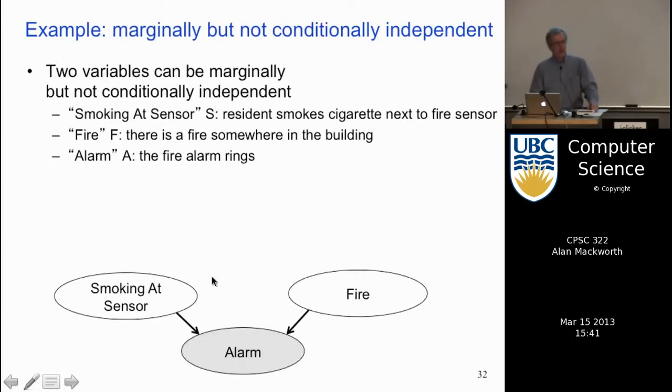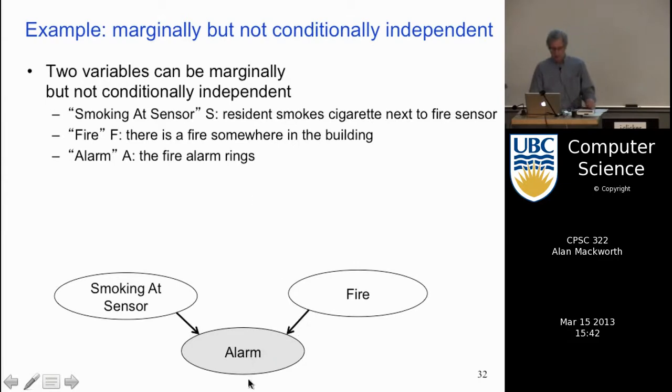You can go the other way. You can have a common symptom, a common effect. Suppose I have someone smoking near my alarm sensor and I have a fire which could trigger the alarm. There are two ways the alarm could be triggered. Okay? These are independent events. There's no causal connection between them. And think of this as cause. Eventually these will be Bayes' nets. But think of this as temporal.